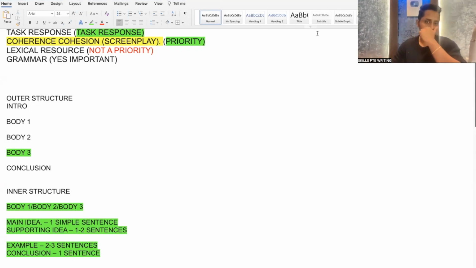Now there is a point. It is not just about theory. I got it. First line I'll write the main idea. Second line I'll write the supporting idea. Third line, fourth line, fifth line I'll write examples. But whatever you write, there should be a protocol that should be followed.